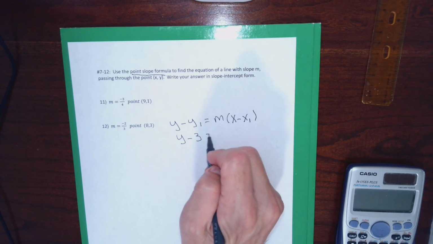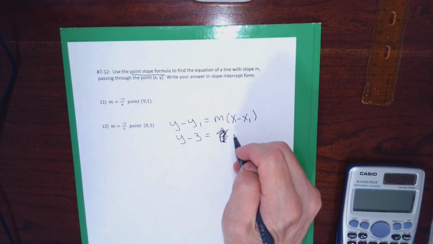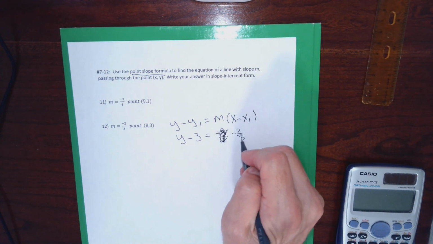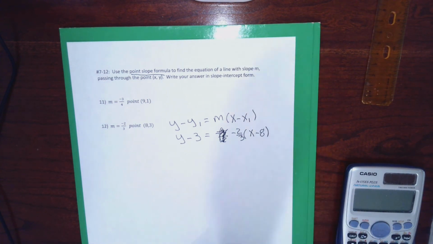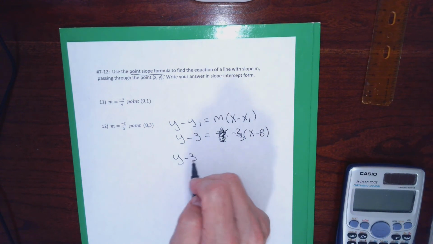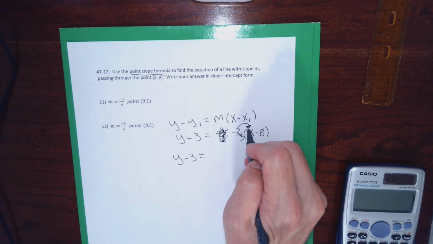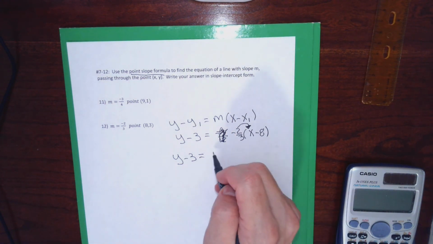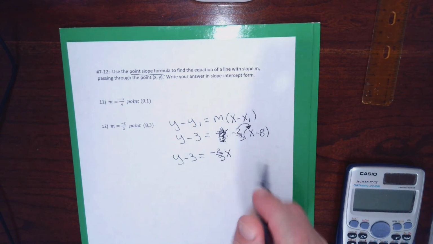So I'm going to attempt to take the provided information. Plug it into the formula for y1, m, and x1. And then start simplifying. And this is the hard part. On the left-hand side, it's easy. On the right-hand side, one part is easy. To multiply negative 2/3 times x, you just write them next to each other.